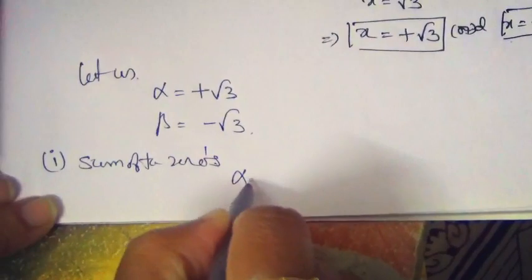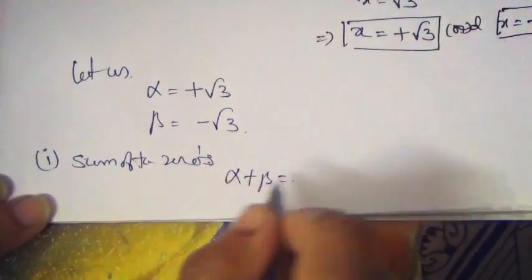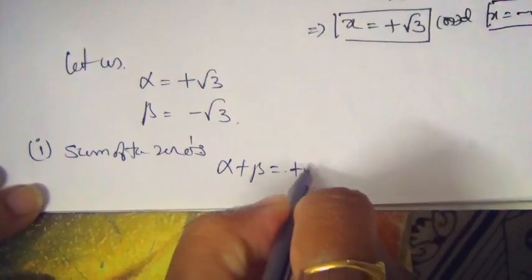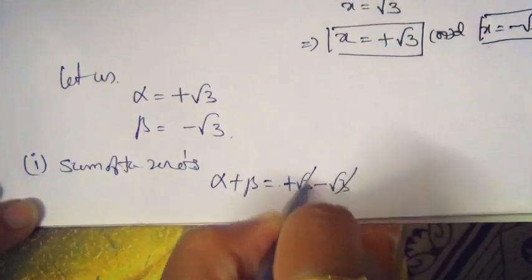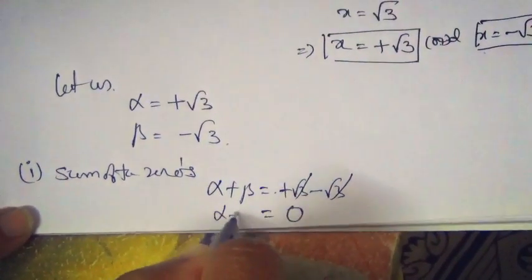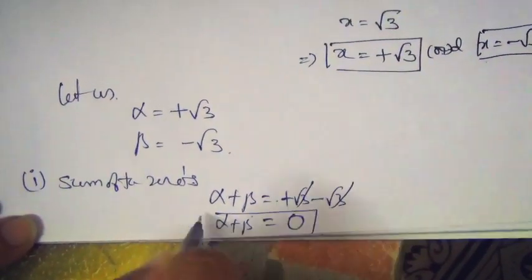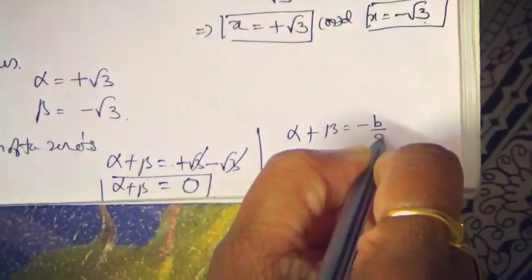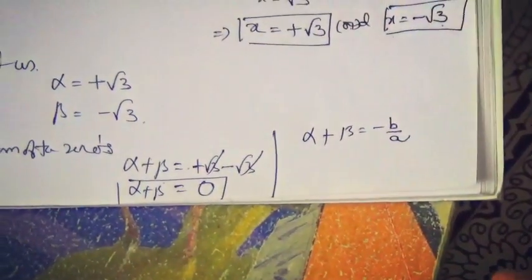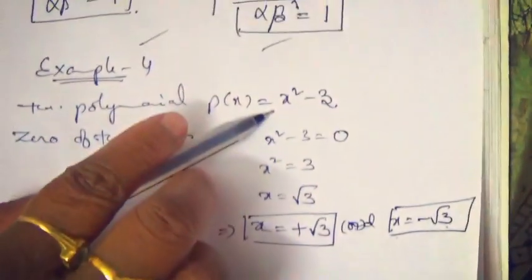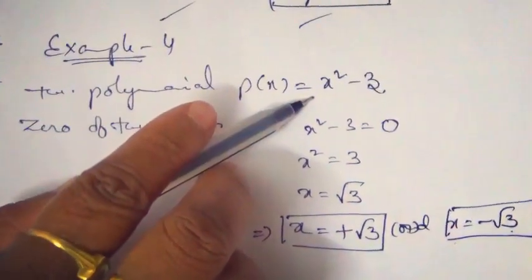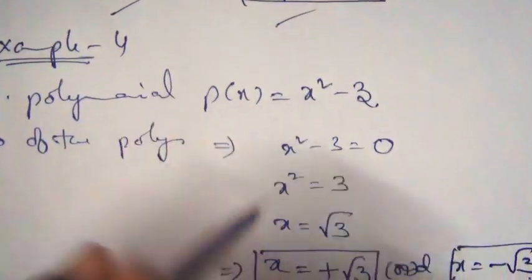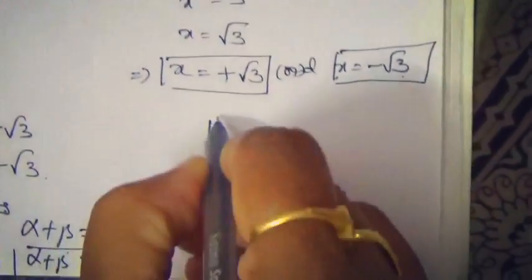Okay, so alpha plus beta is equal to plus root 3 minus root 3, which cancels to 0. You will get alpha plus beta is equal to 0. By formula also you can just check: alpha plus beta is equal to minus b by a, right? We just compare with the equation ax square plus bx plus c is equal to 0.